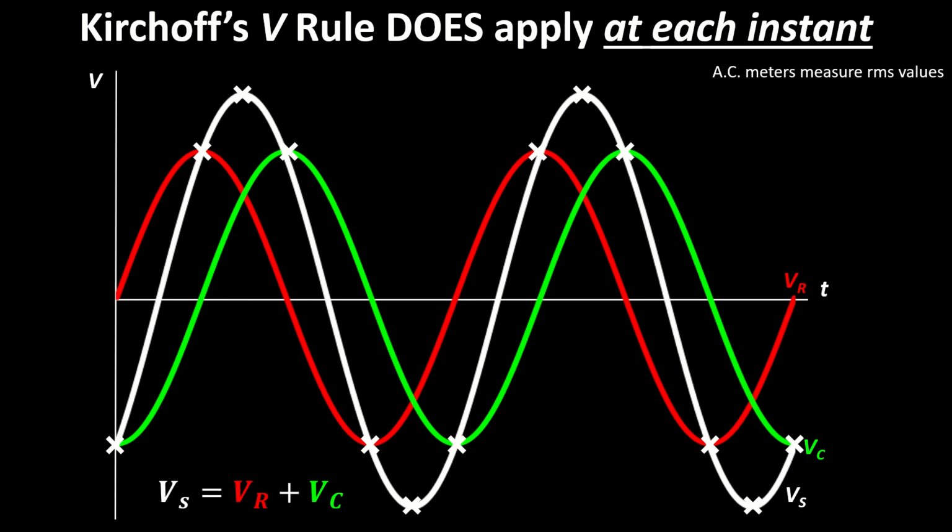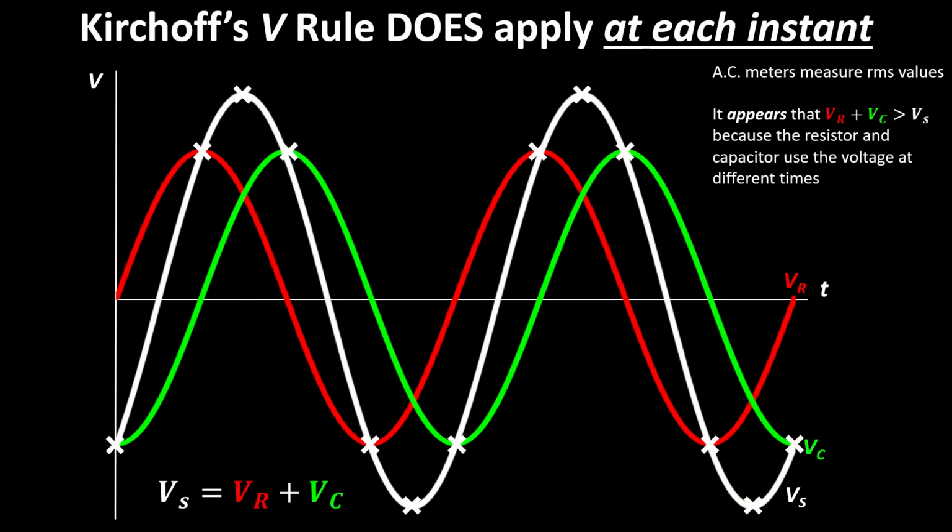So just to summarize that, AC meters measure RMS values, and when you measure them, it appears that VR plus VC is greater than VS because the resistor and the capacitor are using that voltage at different times. It makes much more sense if we look at this, rather than looking at sinusoidal graphs, if we use phasors, a phasor diagram.